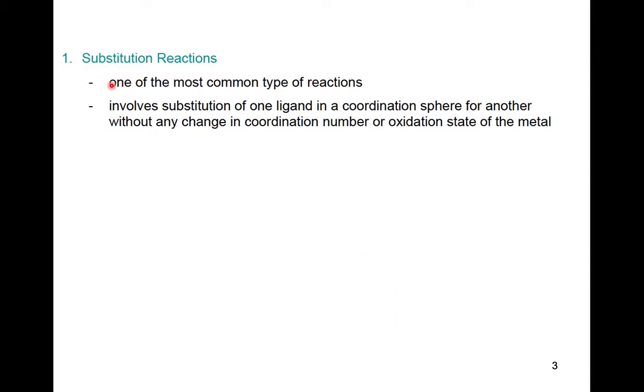So substitution reactions are one of the most common, and it involves removing a ligand from the coordination sphere and bringing in another ligand to the coordination sphere, without a change in the coordination number. So if we had 6 ligands in the starting complex, we would end up with 6 in the final complex, and no change in the oxidation state of the metal. For example, we can take chromium hexacarbonyl, replace 3 of those ligands with triphenylphosphane, and so we've just brought 3 phosphanes into the coordination sphere and removed 3 of the carbon monoxides as gas.